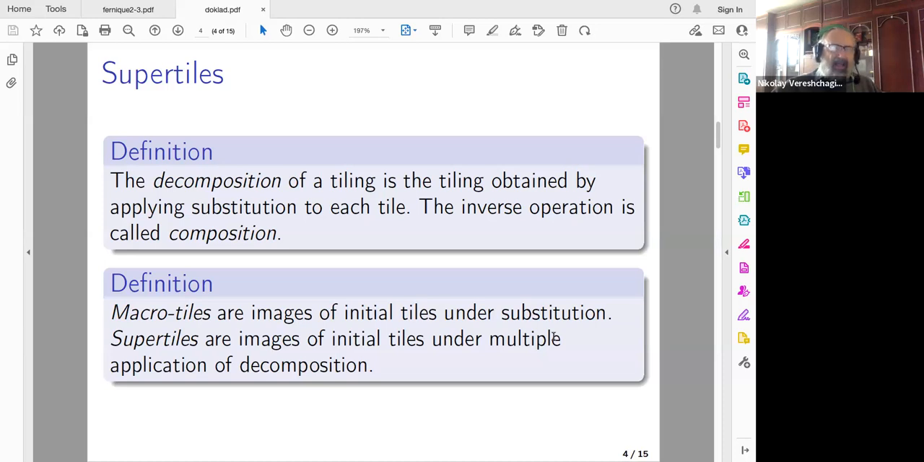And I will also need a more general notion of a super tile. A super tile is a tiling which is obtained from some original tile by applying decomposition several times. So if we apply it one time, then we call the resulting tile a macro tile, otherwise a super tile. So all macro tiles are also super tiles. Is it clear so far?